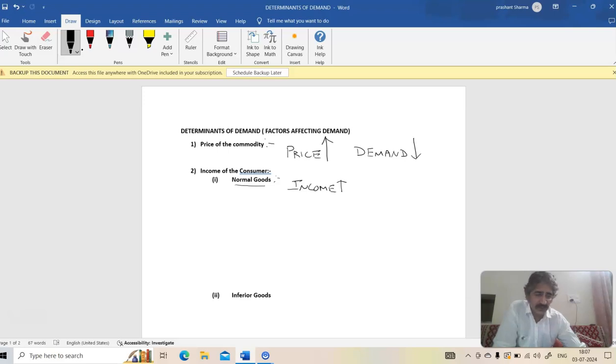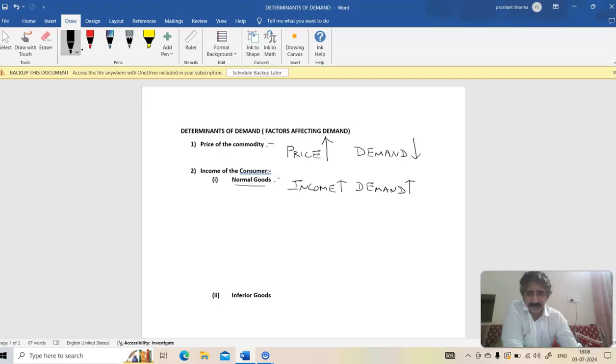He'll buy more clothes, more shirts, more pairs of jeans, more footwear. So what will happen for the demand of normal goods? Demand for normal goods will increase. Furniture, household appliances, TV, refrigerator, all these things of comfort and clothing are normal goods. And so there's a positive relationship between the income of a consumer and the demand for normal goods.